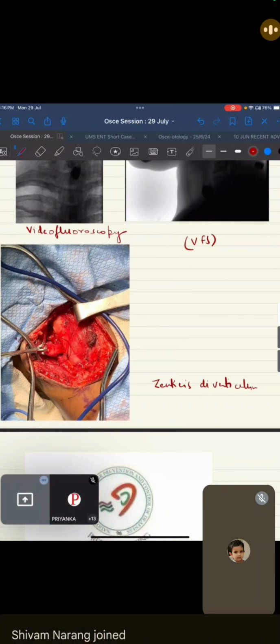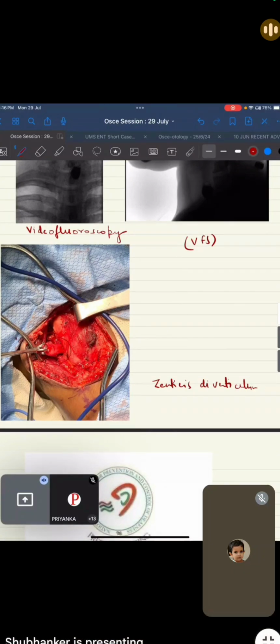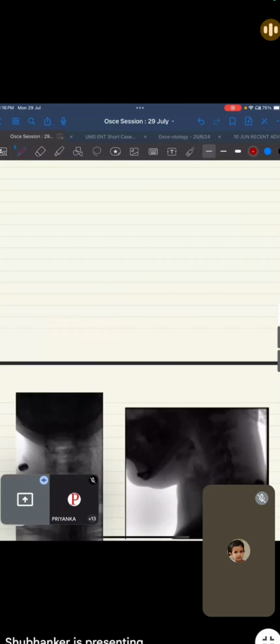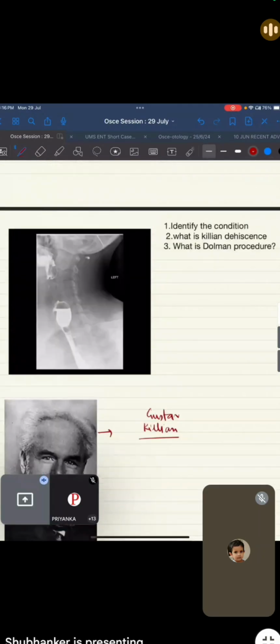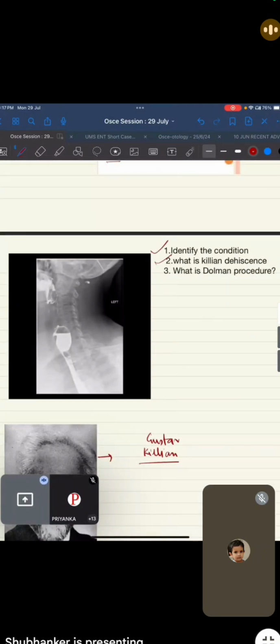Okay, and this is a whole article basically on PubMed. I'll share it along with you guys. You can read it. So it basically describes the Dolman's procedure. Okay, this was the third question which we were having. The condition is done, Zenker's is done, and what is Dolman's procedure? I think 2-3 days prior we discussed about it. Can somebody please tell me what is Dolman's procedure?